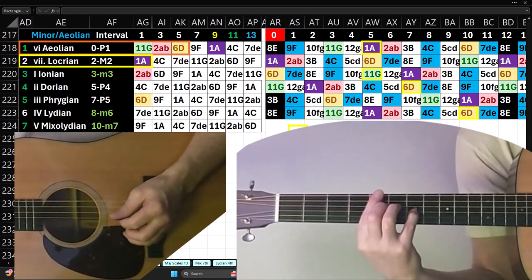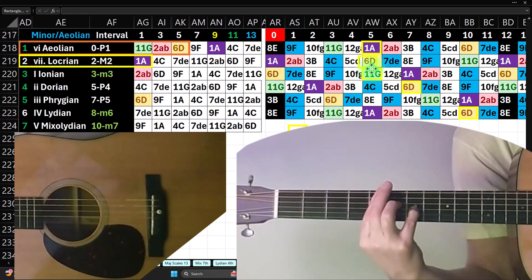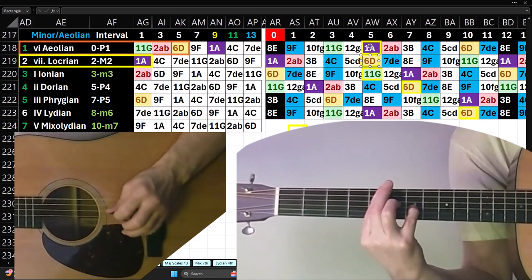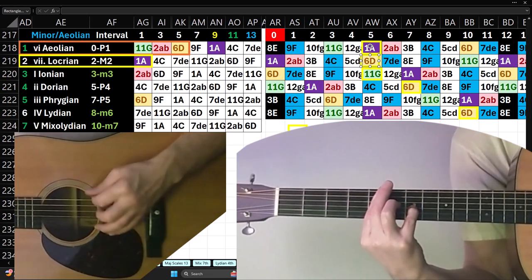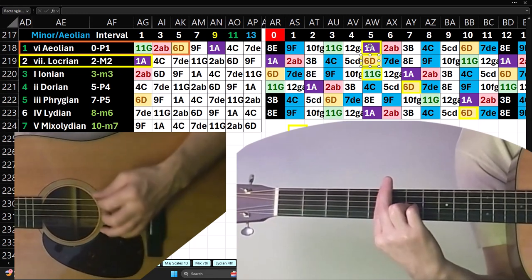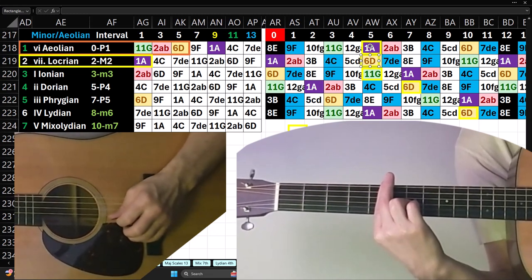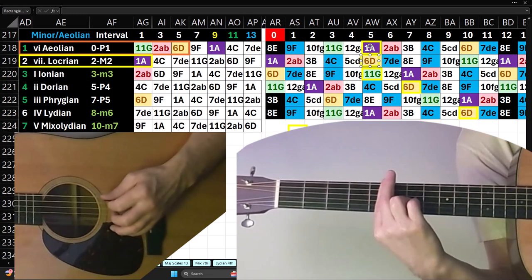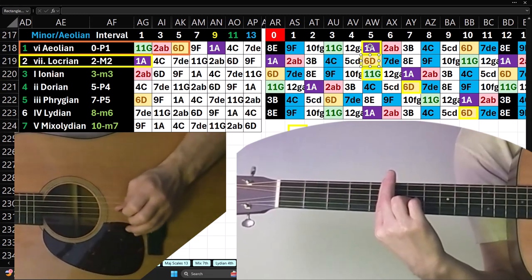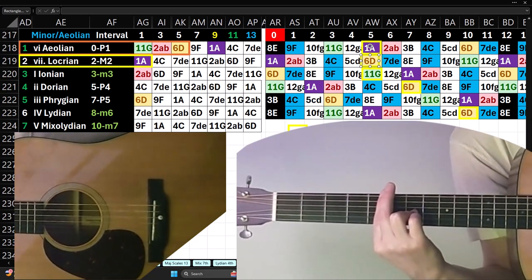And then, of course, I could bar this, which would give me another 5. So now the 9, 5, 1, 5. Maybe it'd be easier to do with this finger. If I get that C, that would be the 11. But I don't want to get that. That's interesting. All right. Let's move on.